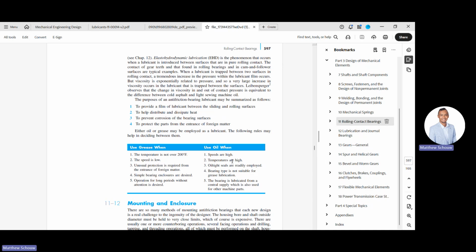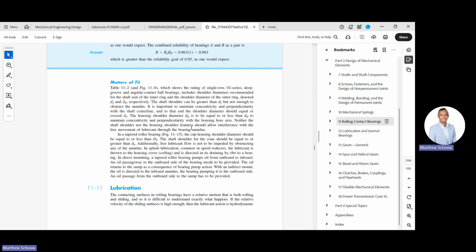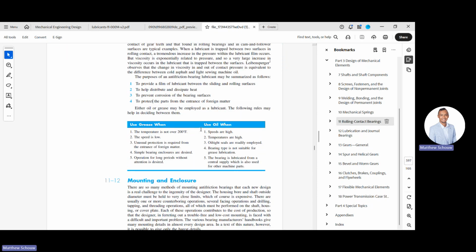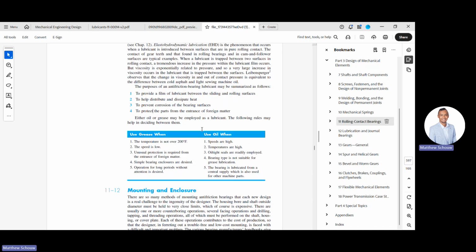Whereas with something quite fast, like on one of the drive shafts in a car, you maybe want to use oil. The purpose of the lubricant, again, is to provide a film of lubricant between the sliding and rolling surfaces, just as before. It's also key to help distribute heat, dissipate heat, and prevent corrosion, and also to protect the parts from foreign matter. Again, Shigley does, I believe, a lot better job than the Ansel book, with a lot of detail in terms of bearing selection.